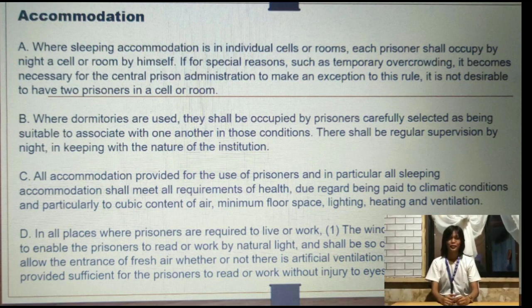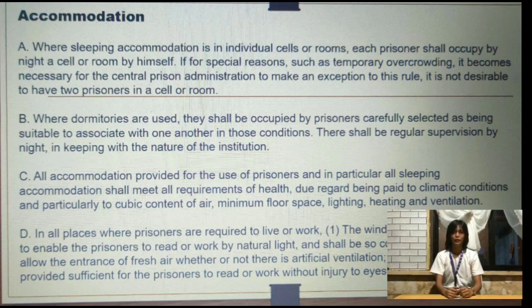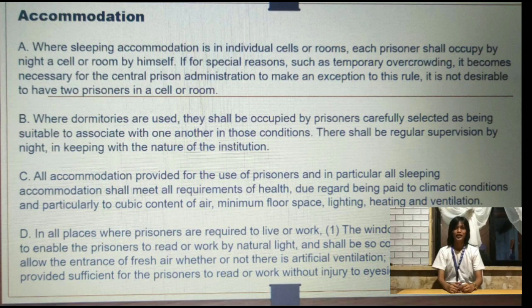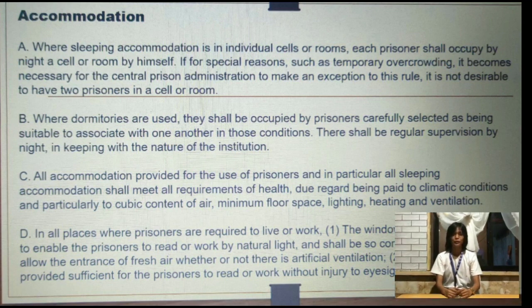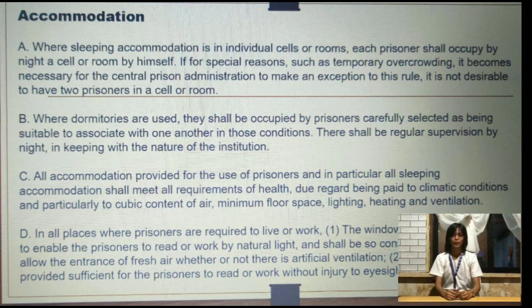When it comes to accommodation, the standard procedure really is giving prisoners individual rooms. But as we all know, for reasons including insufficient cells, a lot of prisoners share a room or cell. B. Where dormitories are used, they shall be occupied by prisoners carefully selected as being suitable to associate with one another in those conditions. There shall be regular supervision by night, in keeping with the nature of the institution.